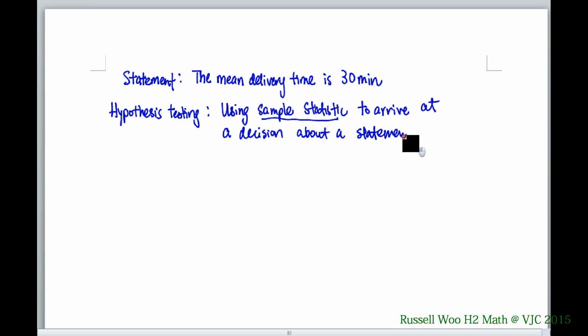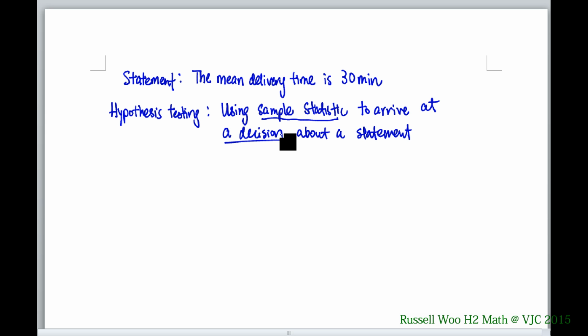Now, what decision are you going to make? The decision is about whether you agree that this mean is 30, or mean is not 30, or mean is greater than 30, whatever. Follow? You're going to make a decision based on what? Based on sample statistics, which means you're going to collect data. Which means you're going to order pizza 10 times, 9 times, 8 times, whatever, 50 times.